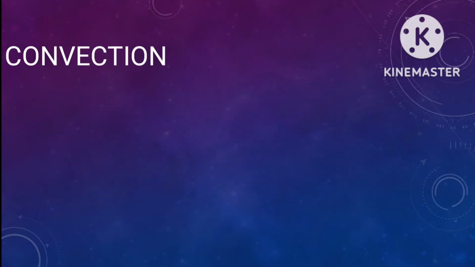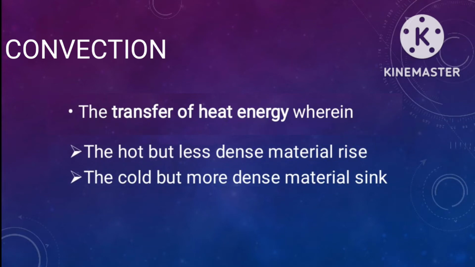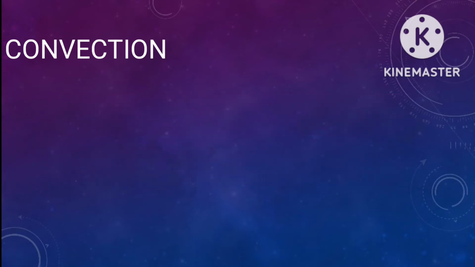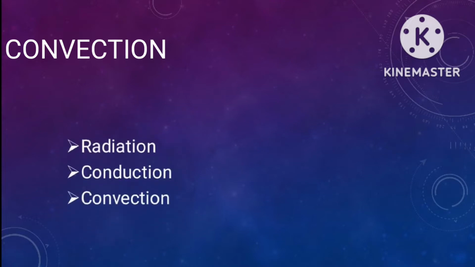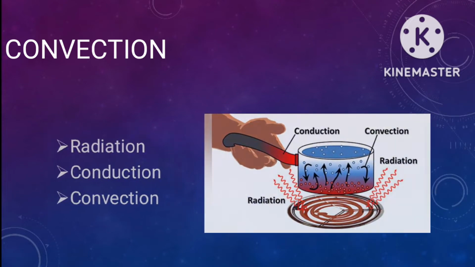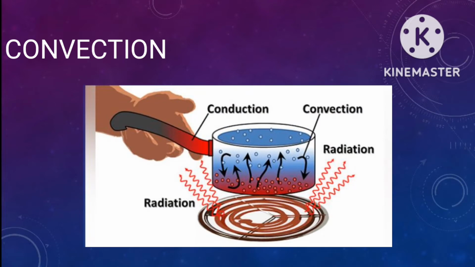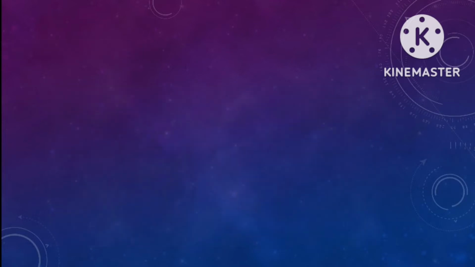Are you familiar with convection? It is the transfer of heat energy wherein the hot but less dense material rises and the cold but more dense material sinks. There are three types of heat transfer: radiation, conduction, and convection. And a good example of such is boiling of water. This is radiation, conduction, and convection. But don't worry class, we will only use convection in the entire topic.